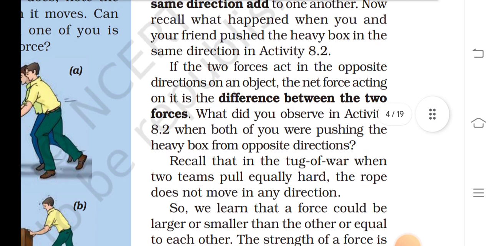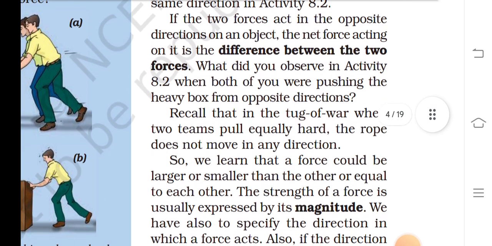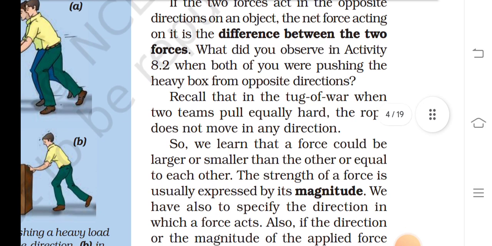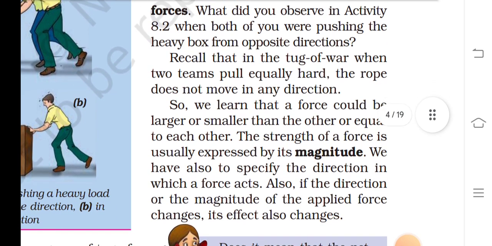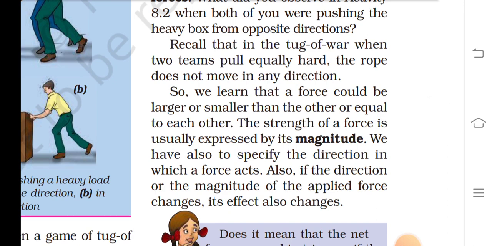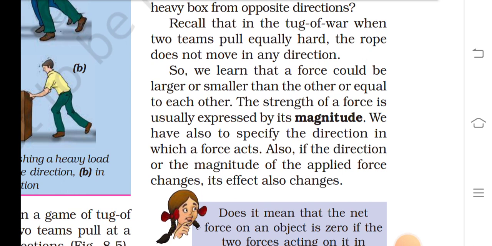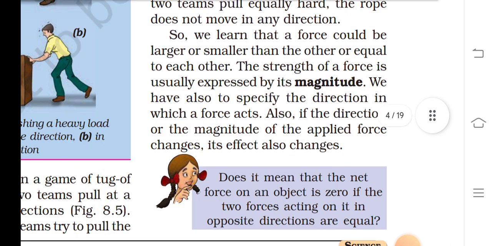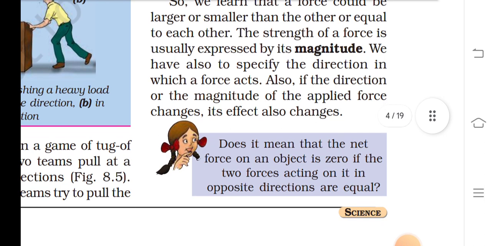Now recall what happened when you and your friend pushed the heavy box in the same direction in activity 8.2. If two forces act in opposite directions on an object, the net force acting on it is the difference between the two forces. What did you observe in activity 8.2 when both of you were pushing the heavy box from opposite directions? Recall that in the tug of war, when two teams pull equally hard, the rope does not move in any direction. So we learn that a force could be larger or smaller than another or equal to each other.